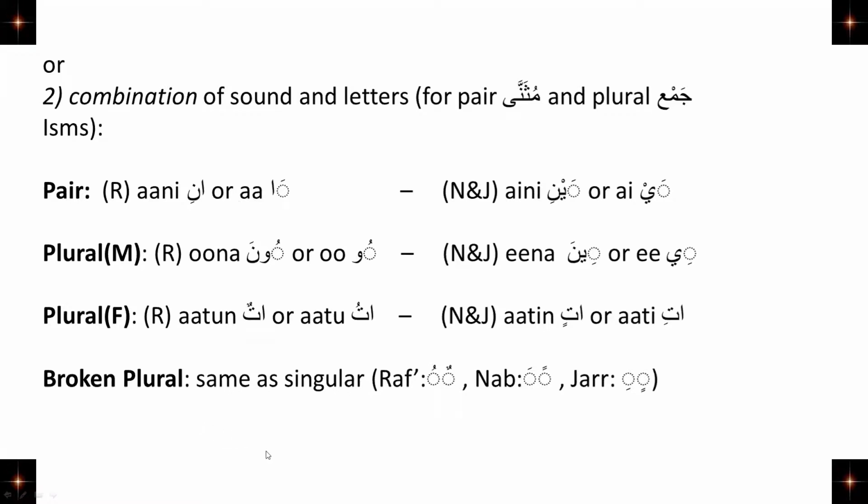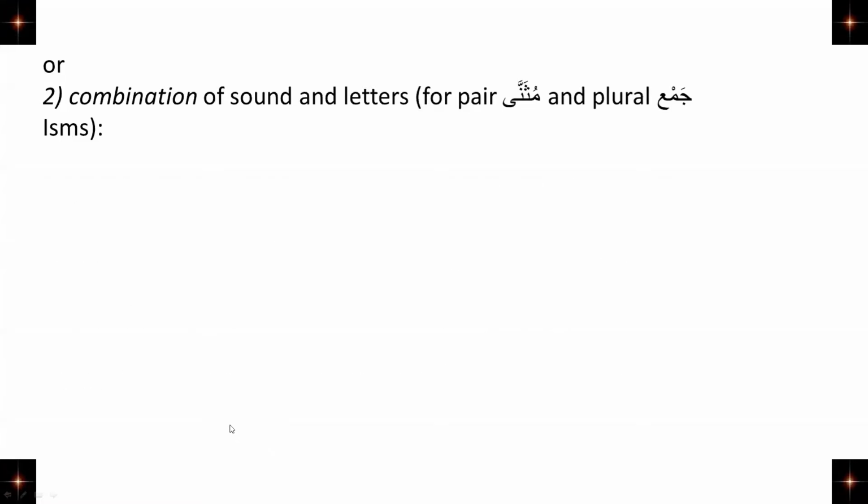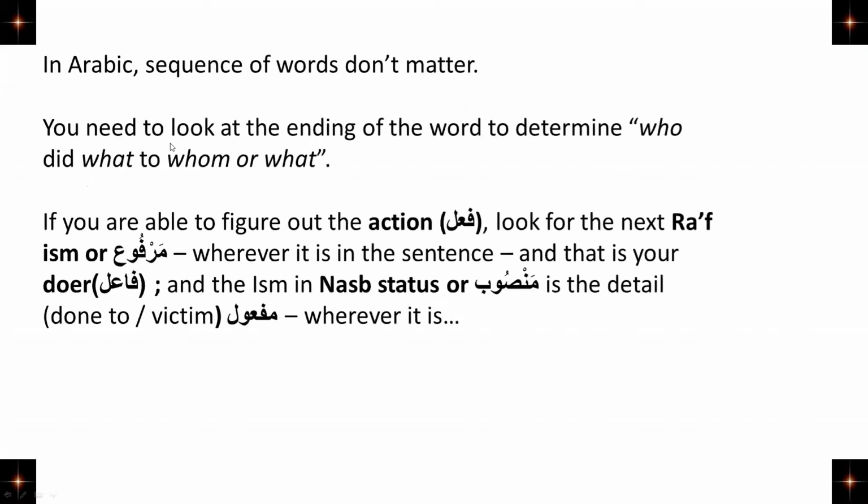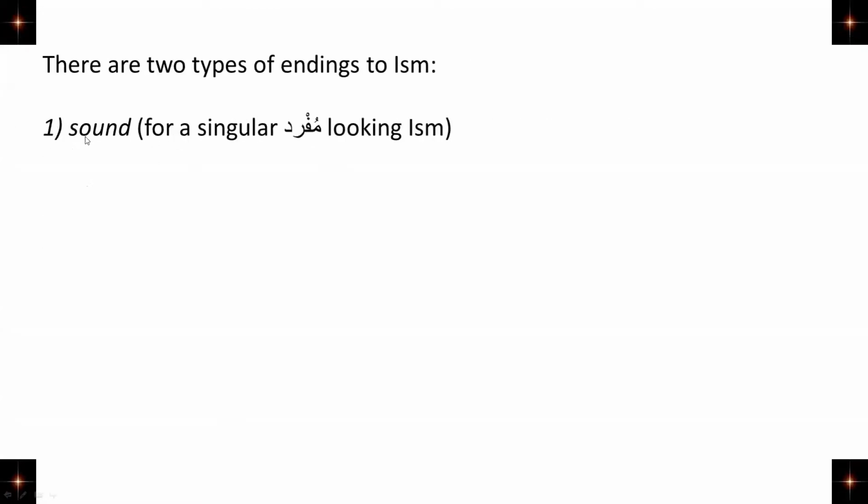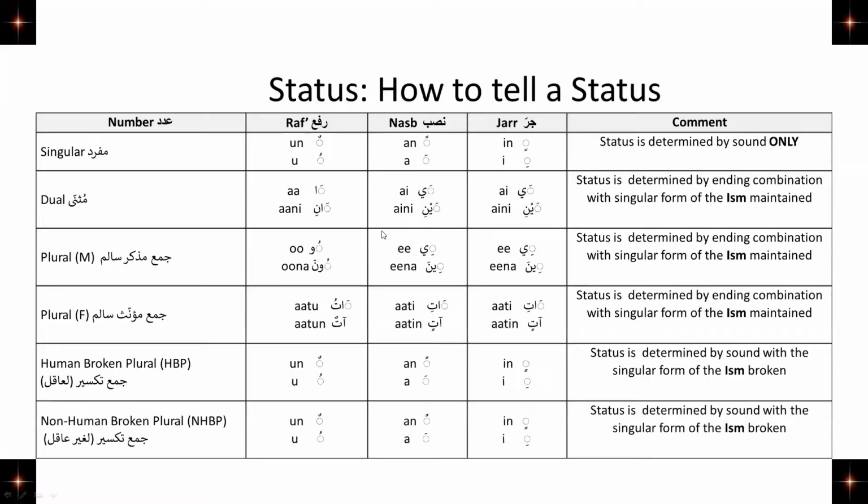Now the broken plural can either be human or non-human. Human broken plural like rusulun. Rusulun is from the word rasulun, rasulani, then you say rusulun. You don't say rasuluna. So it doesn't have an ending combination at the end, but it has an ending sound like a singular. That's why at the beginning here I did mention that the ending sound is always for singular looking isms. That's why I use this expression, a singular looking ism or mufrad looking ism. Why is it a mufrad looking ism?